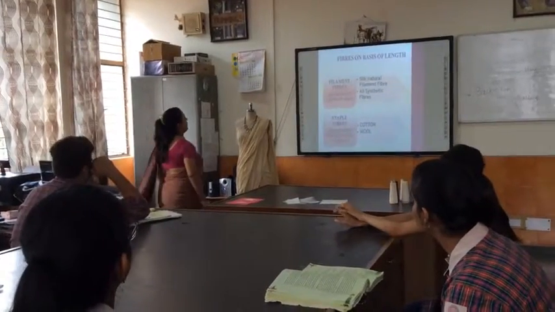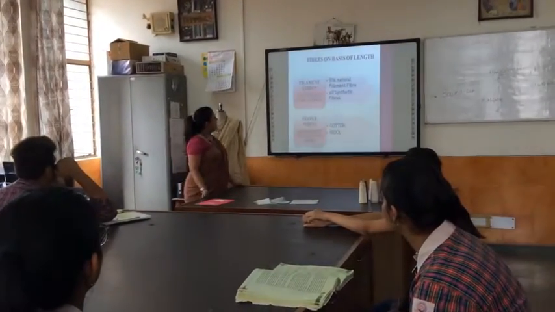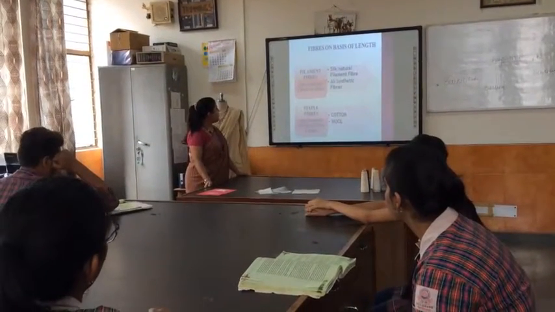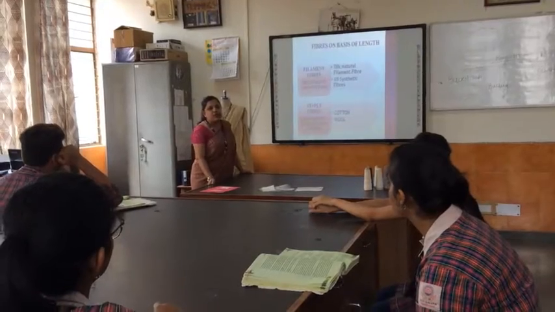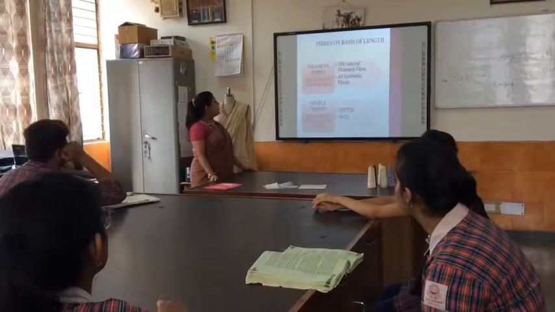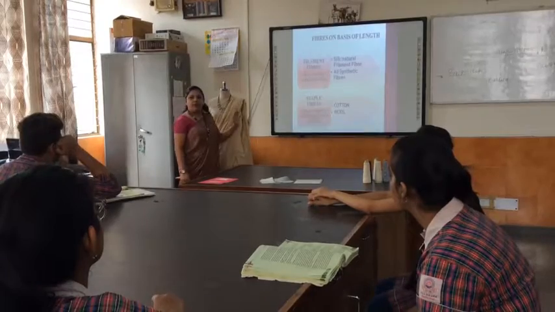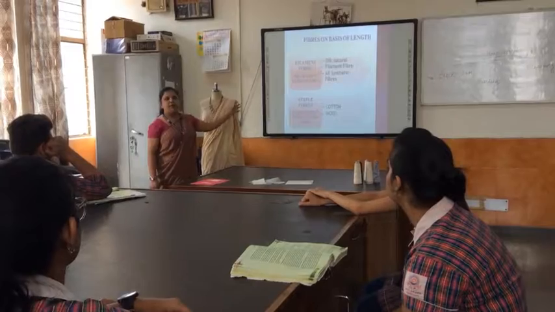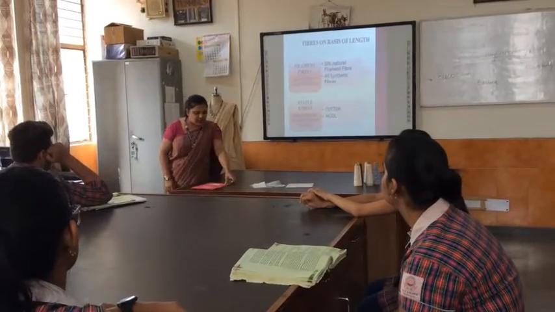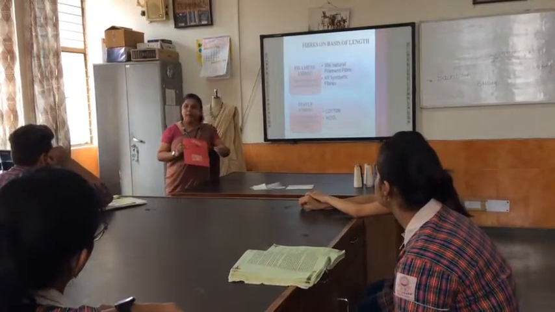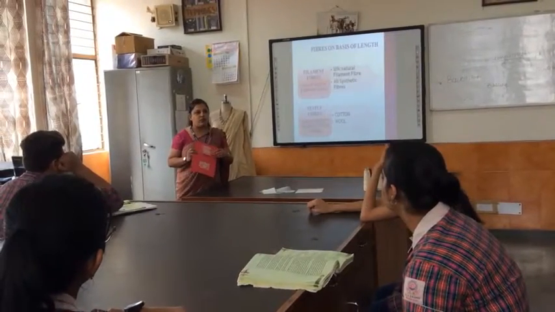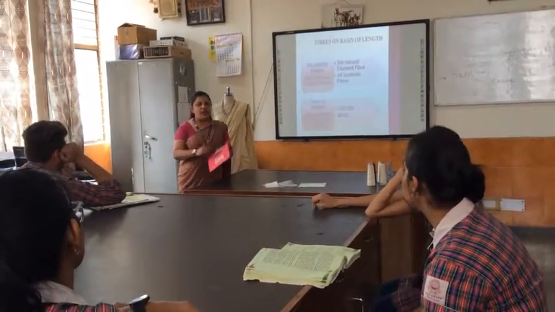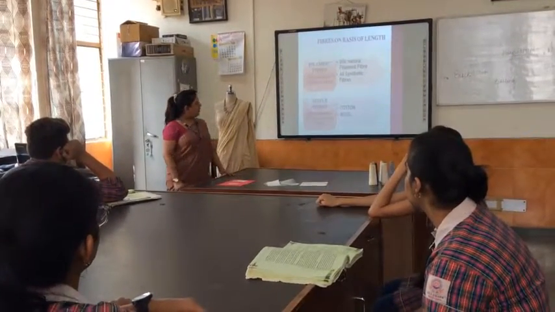Classification on the basis of length: fibers are classified as filament fibers, meaning long fibers, and staple fibers, meaning short fibers. So as per the length, they are either filament or staple. One very fine example of a filament fiber is silk. As you can see here, see how long its strands are? They are longer than cotton. So silk is the only natural fiber whose strands are long. Otherwise, all natural fibers are short staple fibers.